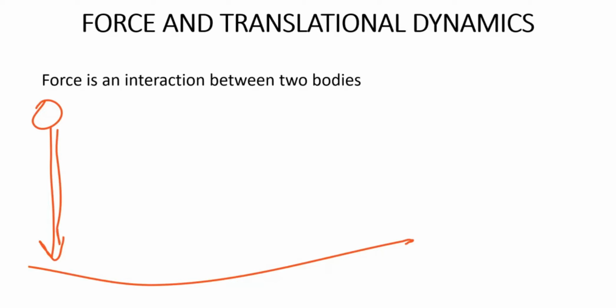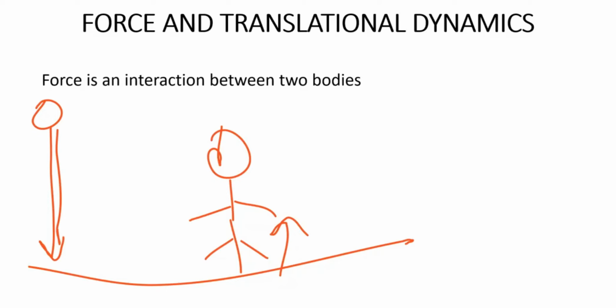When you stand on the floor, the floor provides an upward pull. When a human stands on the floor, it provides an upward force called normal force.